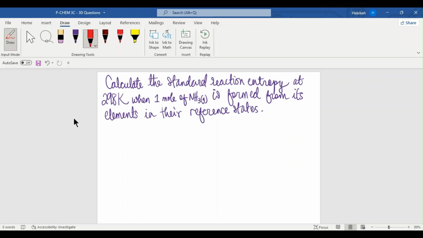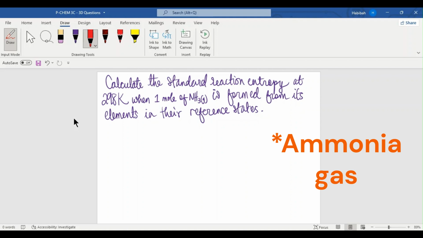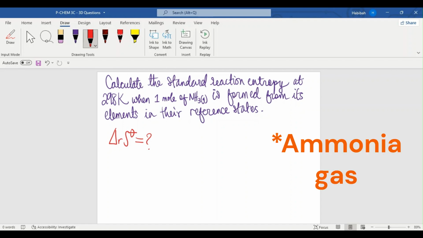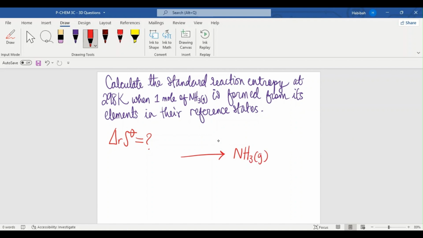Today we're asked to solve the question on the screen: calculate the standard reaction entropy at 298 kelvins when 1 mole of nitrogen gas is formed from its elements in their reference states. The first thing to note is that you're asked to calculate the standard reaction entropy at 298 Kelvin when 1 mole of nitrogen gas, sorry, 1 mole of NH3 gas, which is simply ammonia, is formed from its elements in their reference states.